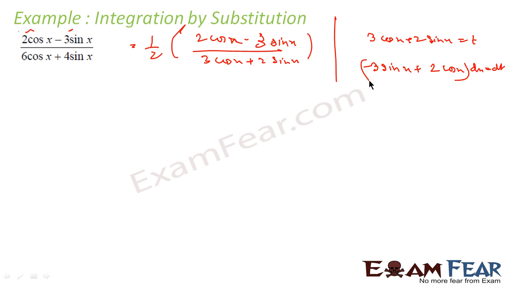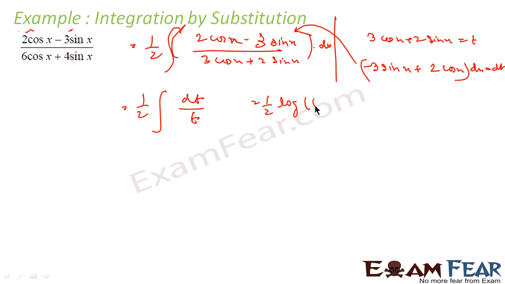So if you see, this kind of term is there in my numerator, minus 3 sin x plus 2 cos x into dx integration. Again write 1 by 2 constant here, this guy into dx is nothing but dt, and this guy is nothing but my t, correct? And that is nothing but 1 by 2 dt by t, that is 1 by 2 log mod of t plus constant, that is 1 by 2 log of 3 cos x plus 2 sin x plus constant.